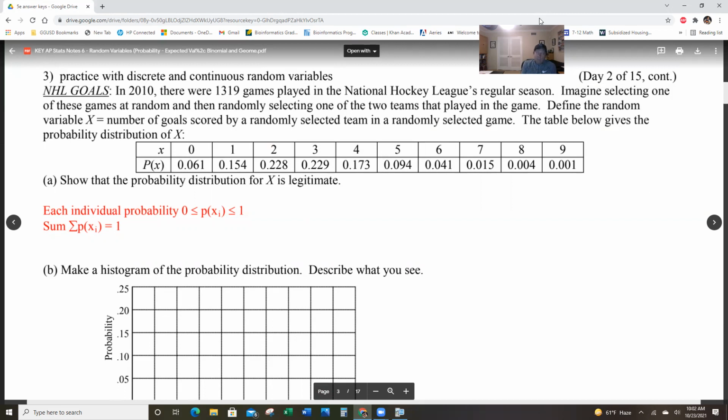All right, so the table below gives the distribution. So this distribution has 10 numbers. And the most common number of goals scored by a single team was like 2 or 3, right? 0.228 and 0.229. Very rarely did they score 0, or 9 is very rare. Hardly ever happens. Okay. All right. So the first thing it says, show that the probability distribution is legitimate. No problem. To show this is legit, all you're going to do is add these up to make sure they make 1. And they do. So you can trust me on that, or you can sit there and add them up. No problem.